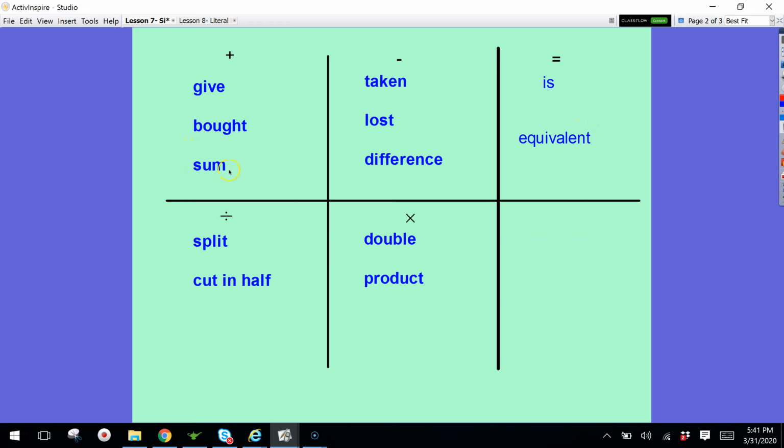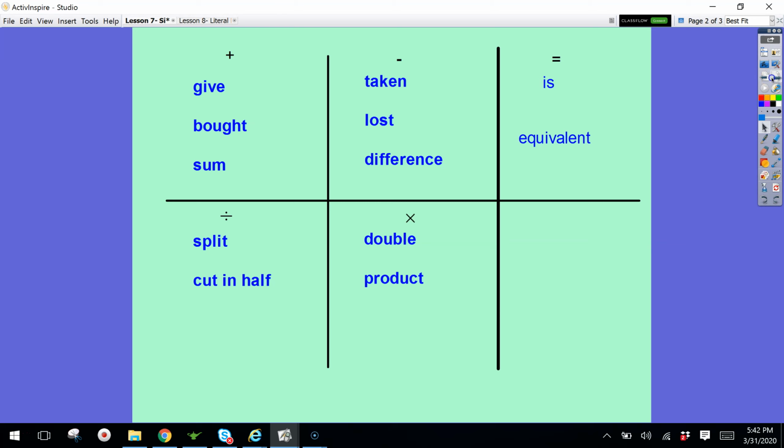First, let's write down a couple words that mean certain operations that arise in a lot of our word problems. For addition, we have give, bought, sum. For subtraction, common words are taken, lost, difference. For equals, we're going to have is, equivalent. For division, we're going to have split, cut in half. And for multiplication, we're going to have double and product.